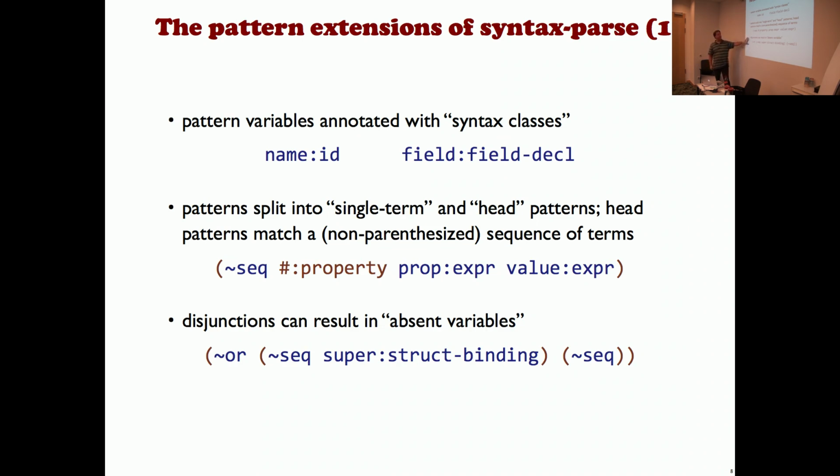And then disjunctions can result in names that just aren't bound sometimes when you use the macro. So here we say the struct super type is either an actual struct binding, there's something there, or an empty sequence, meaning you just omit that. Okay.